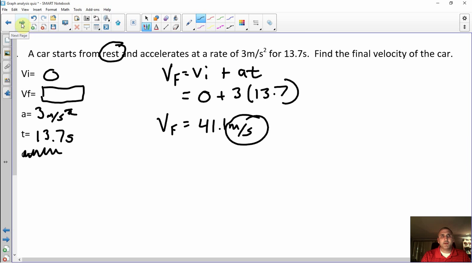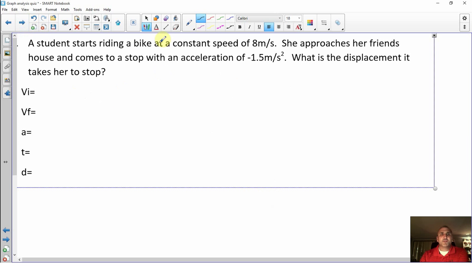All right, and fourth question. A student starts riding a bike at a constant speed of 8 meters per second. She approaches her friend's house and comes to a stop with an acceleration of negative 1.5 meters per second squared. So we've got a positive velocity with a negative acceleration, so we're going to slow down and stop, especially because it says we're going to stop. What's the displacement it takes her to stop? So take a second, read this over, fill in the chart, and pause me, and then push play when everybody's done.